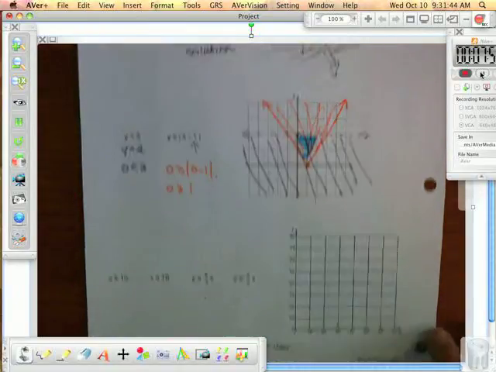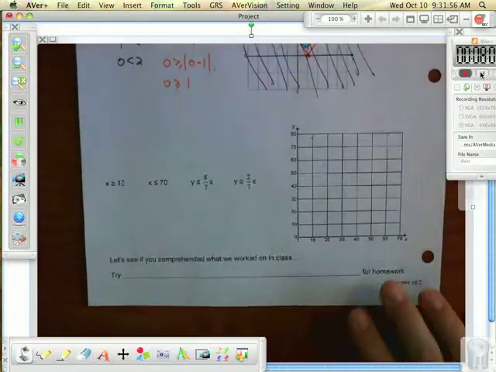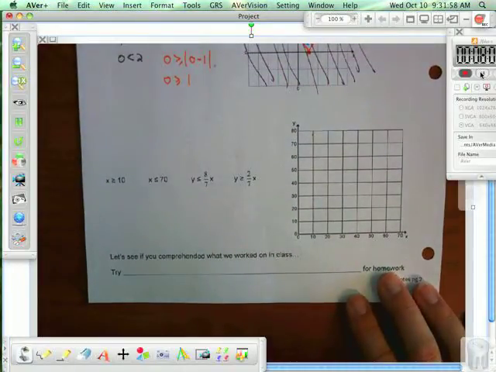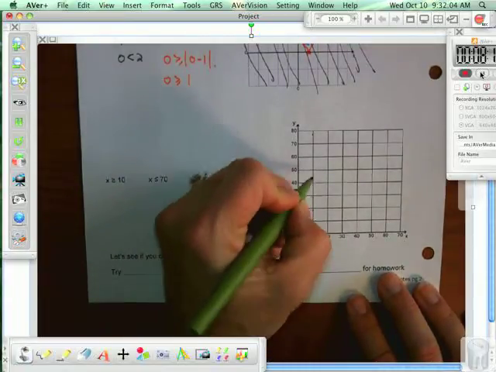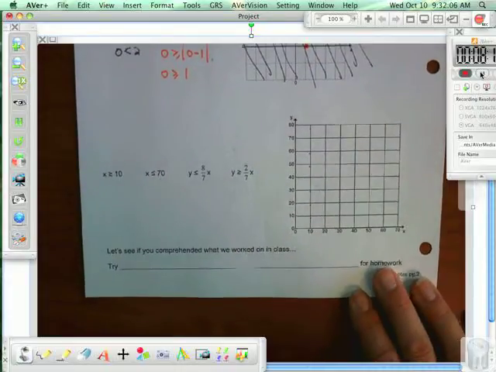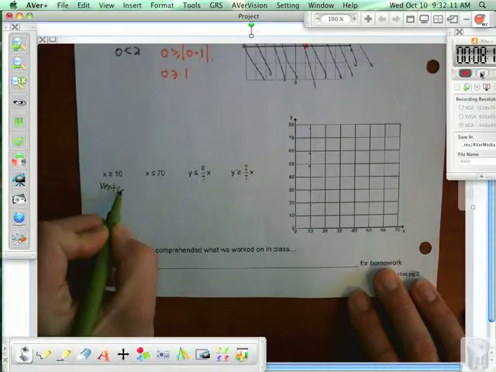Okay. Oh, look at this one. We got a whole bunch of stuff going on there. It's okay. Let's do this. So, x is greater than or equal to 10. Is that a vertical line or a horizontal line? Vertical. All of the x coordinates are 10. Is it going to be solid or dashed? Vertical and solid.